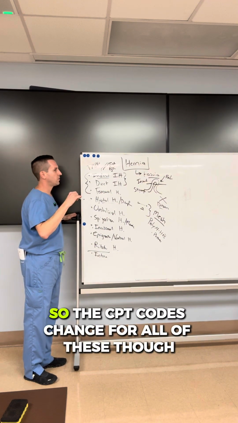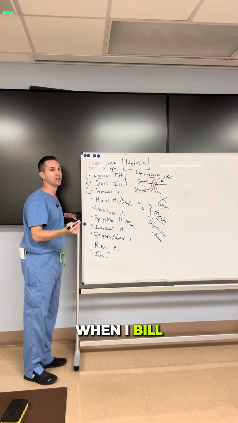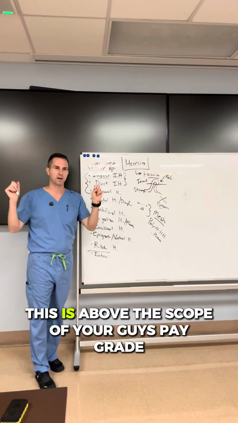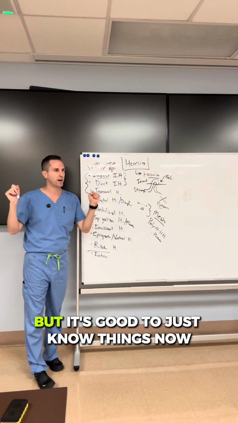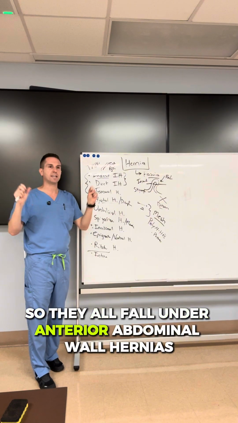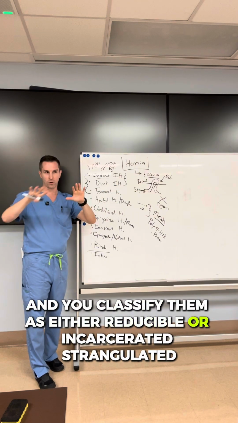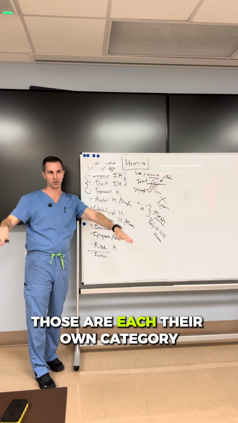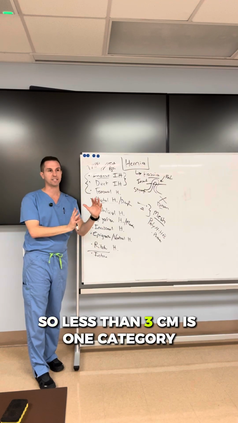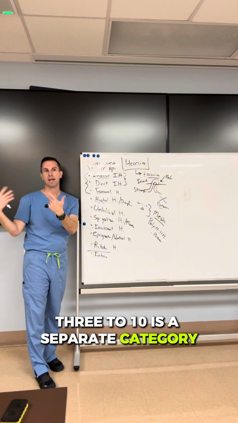So the CPT codes changed for all of these, though, when I bill. And they're all classified as anterior abdominal wall hernias. This is above the scope of your pay grade, but it's good to just know things now. So they all fall under anterior abdominal wall hernias, and you classify them as either reducible or incarcerated strangulated. Those are each their own category. And then they simply go by size. So less than 3 centimeters is one category, 3 to 10 is a separate category, and greater than 10 is another category.